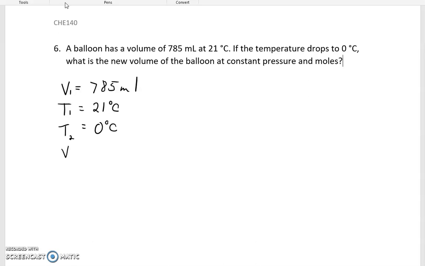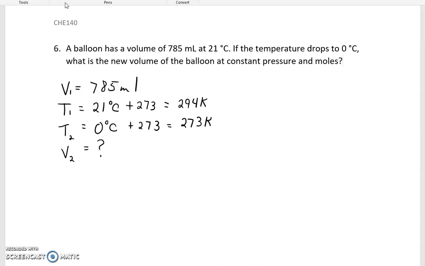What is the new volume? What is the volume 2? And we don't know what that one is. I do see a problem. Before we do anything else, we need to take these temperatures and change them into Kelvin. We could do that very simply by adding 273 to them. So this is equal to 294 Kelvin, and this is equal to 273 Kelvin.